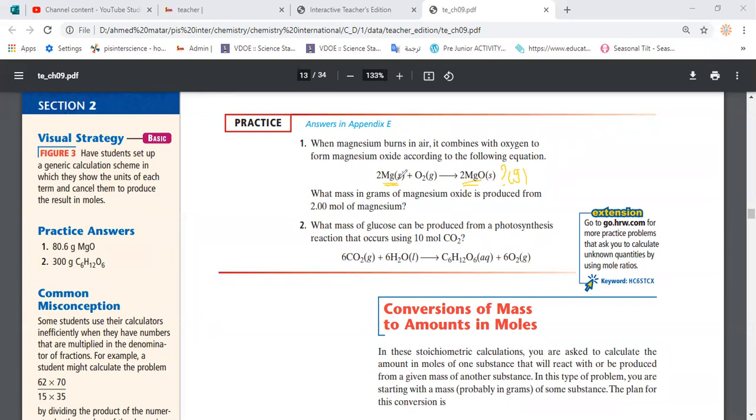So, again, could you please try this problem? He asked what is the mass in grams of magnesium oxide produced from 2 moles of magnesium. That means how many grams of magnesium oxide will be produced once 2 moles of magnesium react. How could we solve this problem? The mass of magnesium equals 24 and the mass of oxygen equals 16 grams. So I gave you the givens. So tell me the steps. What are we going to write? What is the first step?